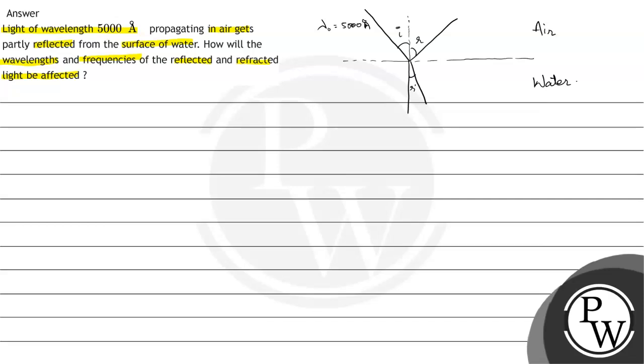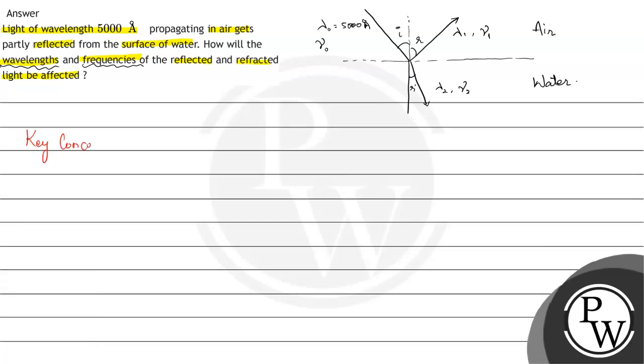So we are being asked about the wavelengths and frequencies of the reflected and refracted ray. For the reflected ray, let's suppose wavelength is lambda 1 and frequency is mu 1. For the incoming ray, let's suppose frequency is mu naught, and for the refracted ray, let's suppose wavelength is lambda 2 and frequency is mu 2. Now, let us first revise the key concepts behind this question.